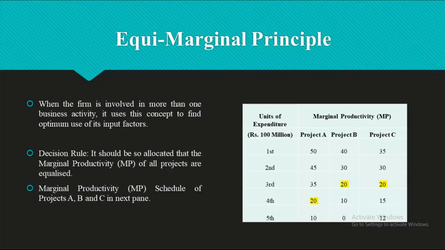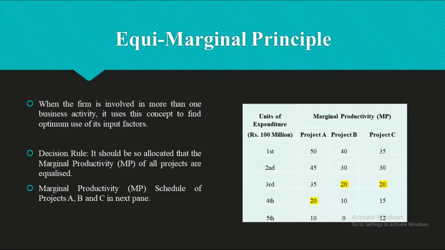Generally we do not invest the whole amount at one time. Say I have 100 million rupees with me. I divide it into 5 batches of 20 million. I invest the first 20 million in project A, and it is giving me 50 marginal productivity. Then I invest the second batch, suppose after 6 months or so, and the marginal productivity that I am getting from project A is now 45, and the third is 35, the fourth 20, and the fifth 10.